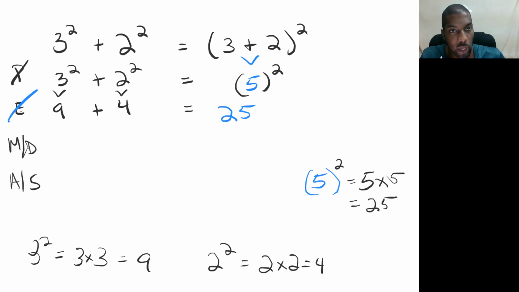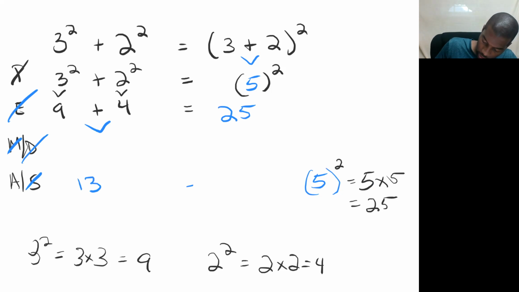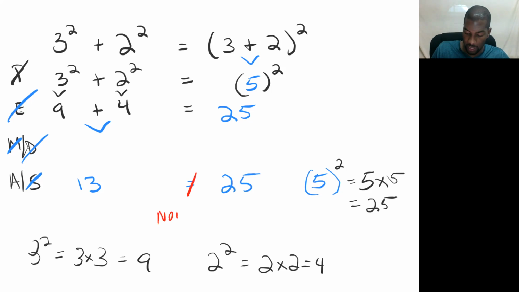Now I say, do I have any multiplication or division? I see none. Now, do I have any addition or subtraction? There's no subtraction, but there is, in fact, addition. And the addition is 9 plus 4. 9 plus 4 is 13. Does 13 equal 25? Everybody here all together say it. 1, 2, 3. No. These are not equivalent.